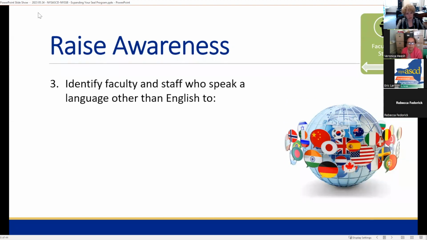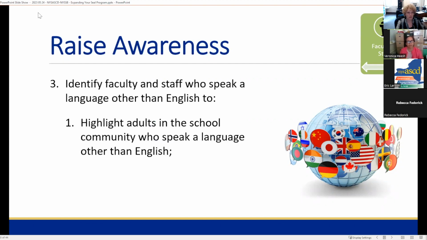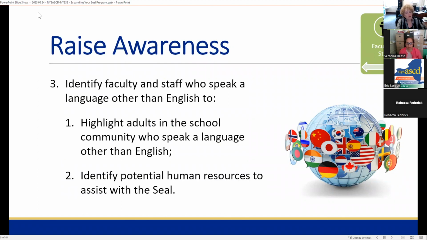At these staff meetings, you can also identify faculty and staff who speak a language other than English. These people are hidden gems at your school and often go unnoticed that they do speak another language. You'd want to identify them not only to highlight adults in the school who speak a language other than English as a model for students, but also to identify those potential human resources that can assist you with the Seal of Biliteracy program.